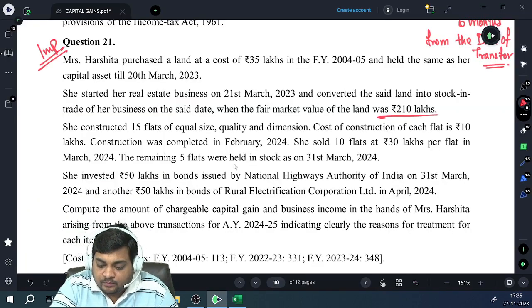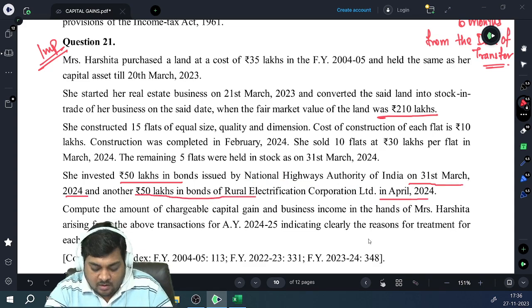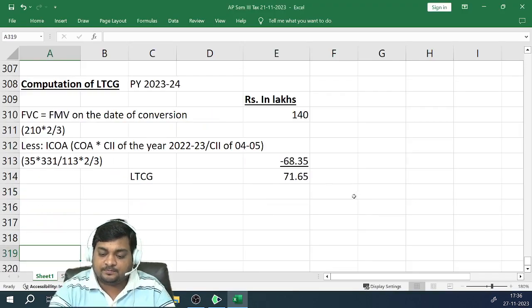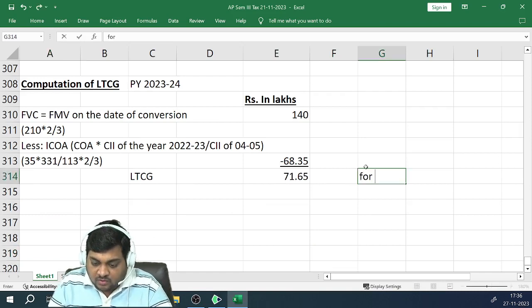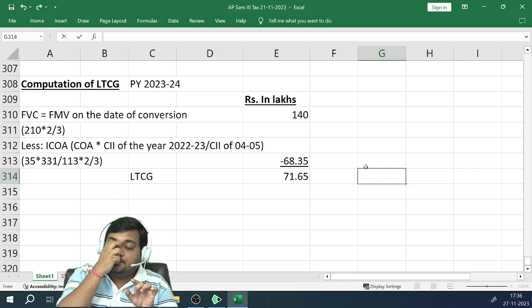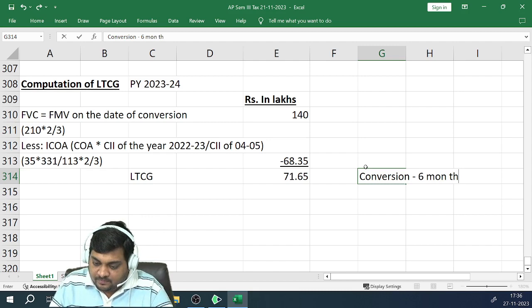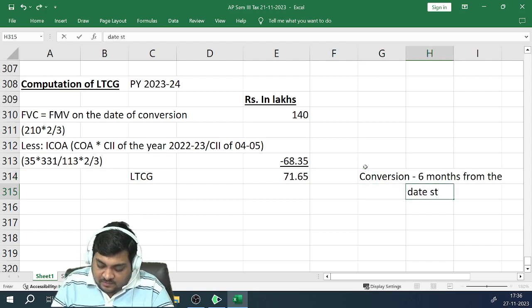Now, 50 lakhs I have invested in NHAI, and 50 lakhs in rural electrification bond. Now you need to note one thing. This time limit within 1 year, within 2 years, and within 6 months, usually it is from the date of transfer. But in case of conversion, it will be 6 months from the date stock in trade is sold.